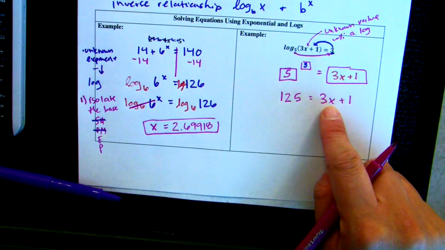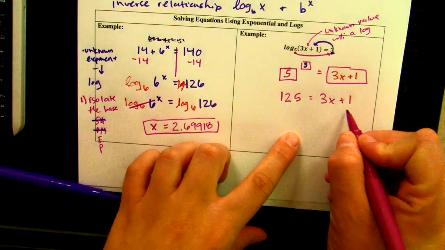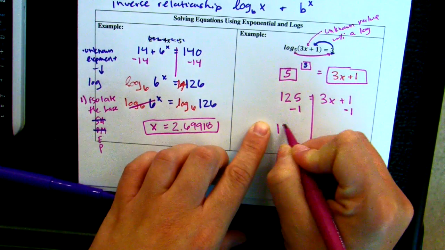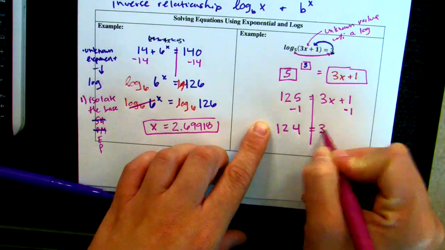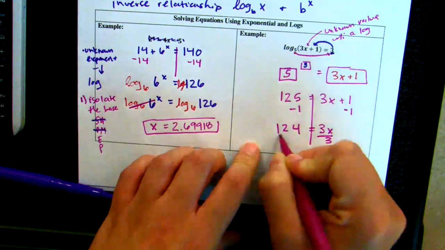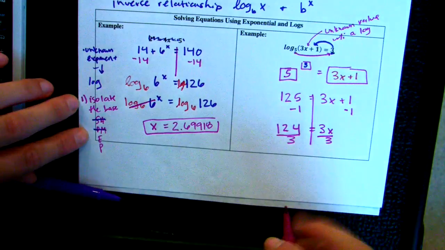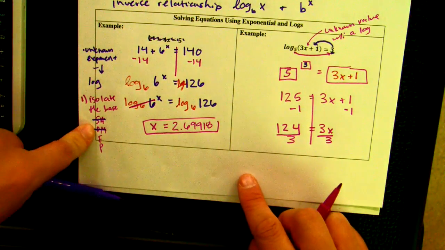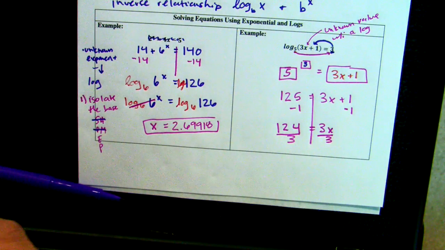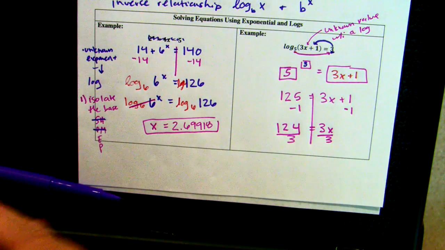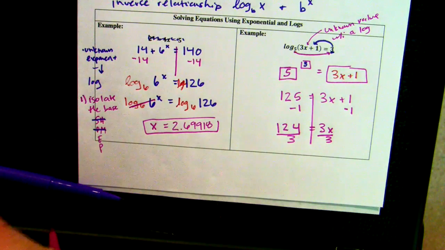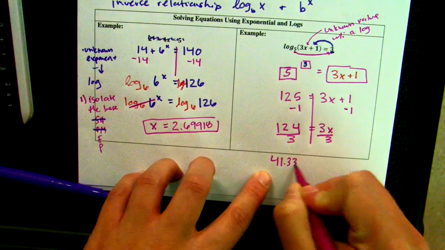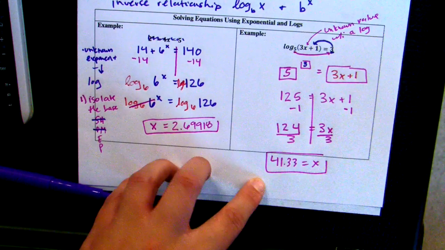From there, this is pretty straightforward in solving to get x by itself. I start by subtracting 1 on each side. That gives me 124 is equal to 3x. Divide by 3 on both sides. Back to our reverse order of operations, I took care of subtraction and addition first, then I did division and multiplication. So the last thing I'm going to do is 124 divided by 3. I'm going to have to convert that to a decimal. 41.33 is equal to x.